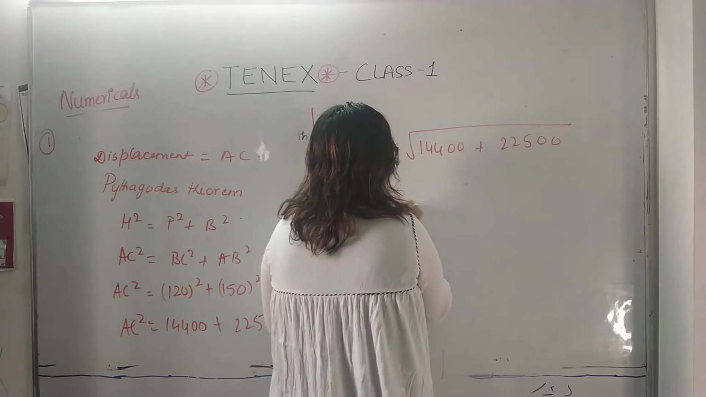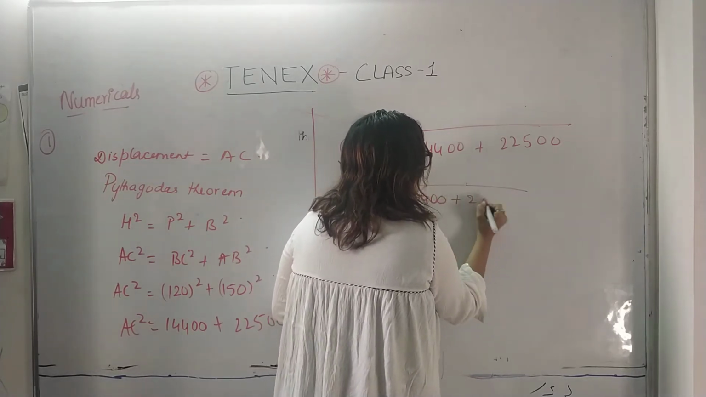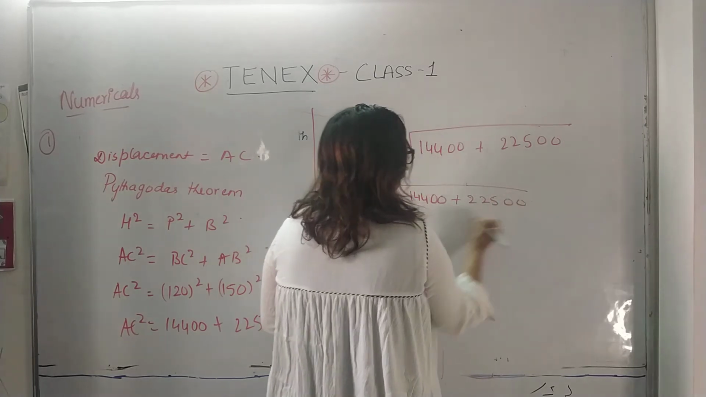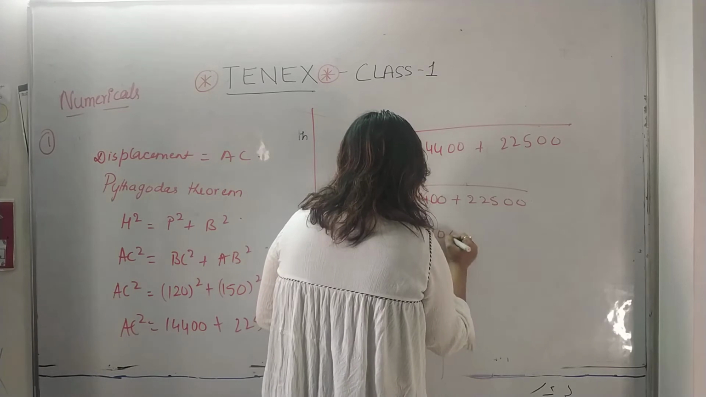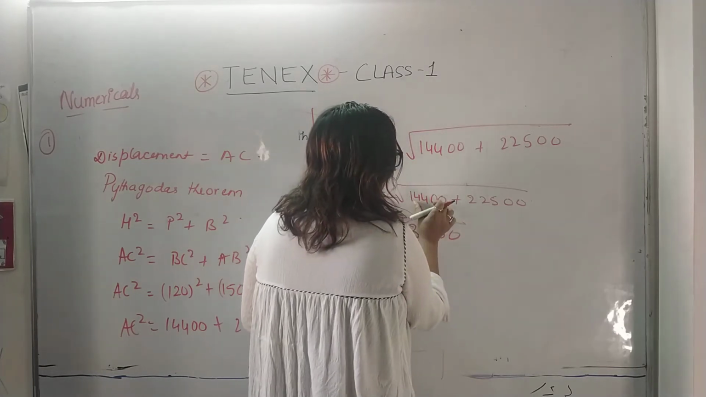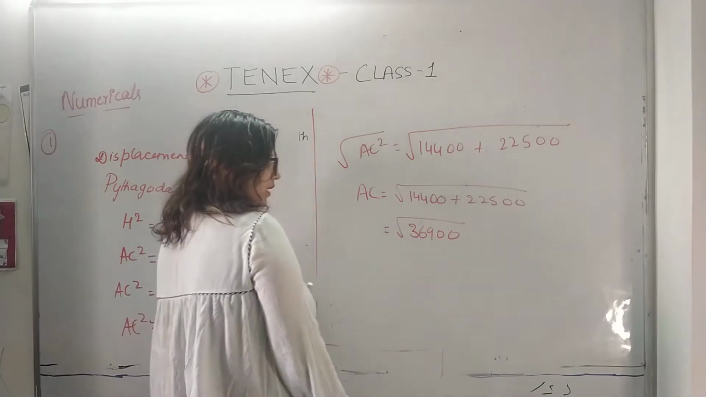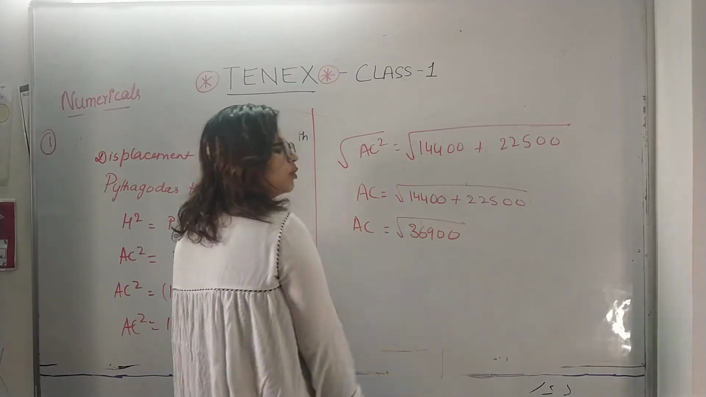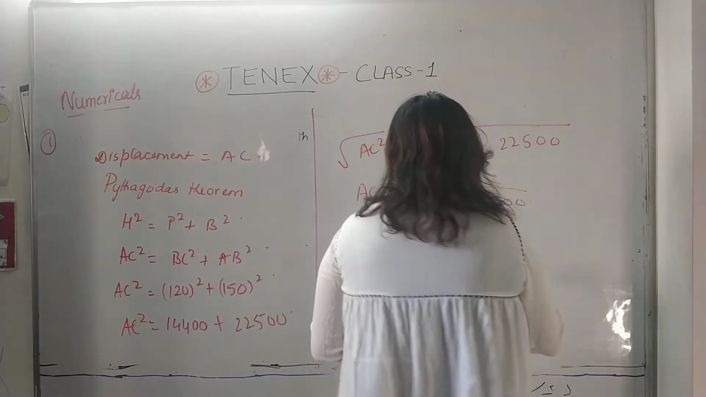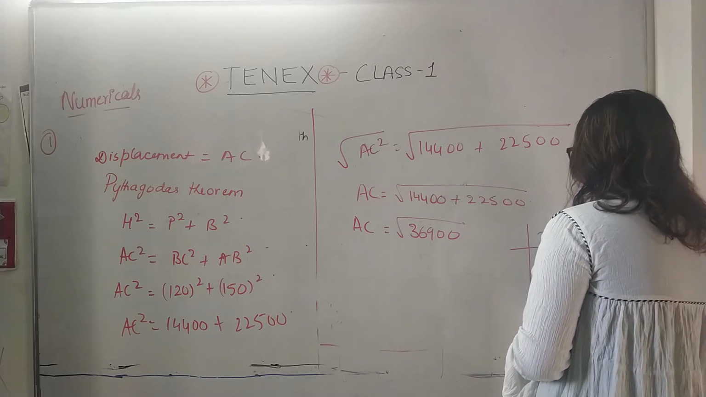So AC is equals to what? Under root of 14400 plus 22500. Okay guys, and this turns out to be 36900. Okay, if I add these two quantities, it turns out to be 36900. Okay, so now let's take out LCM of this. So if I want to take LCM of this, let me write 36900 over here.